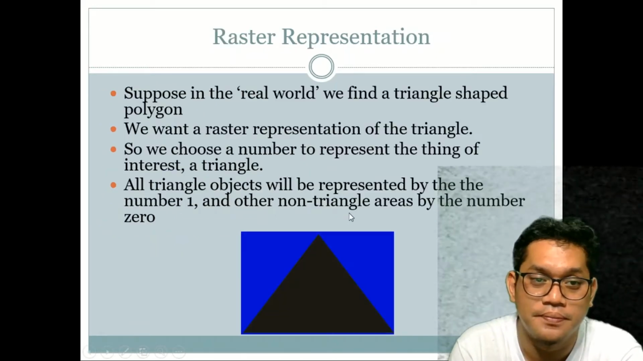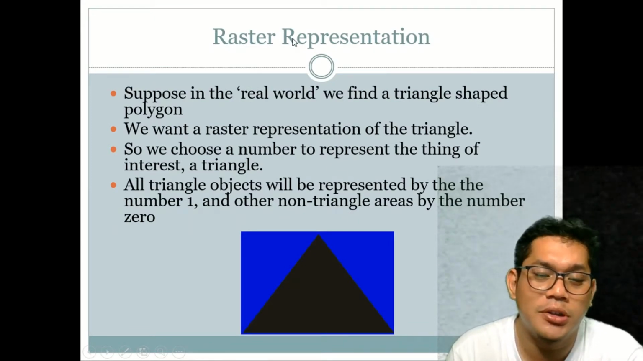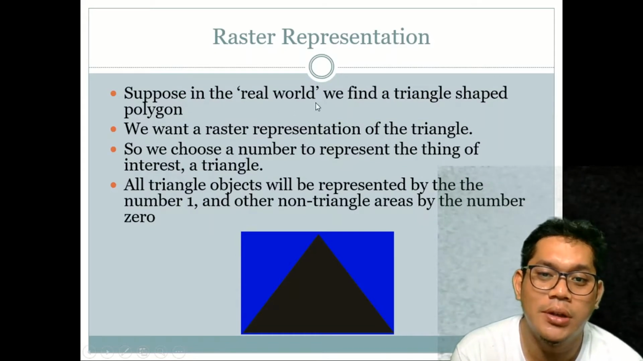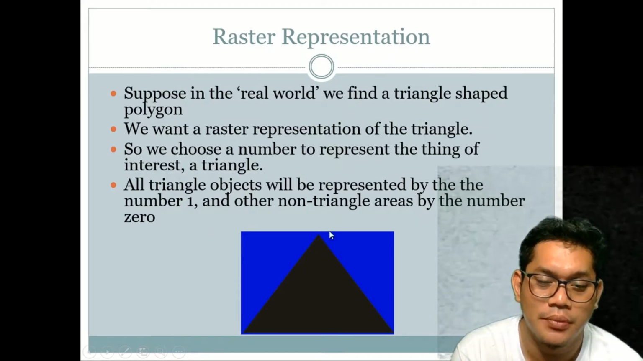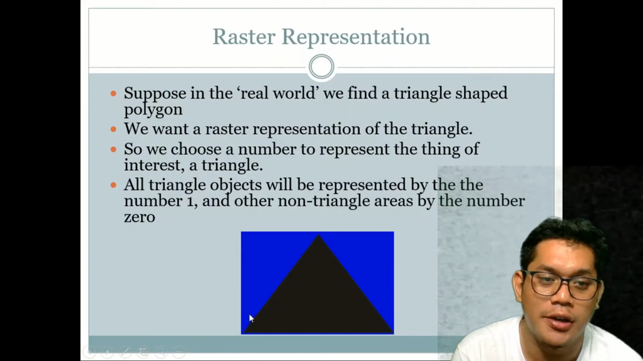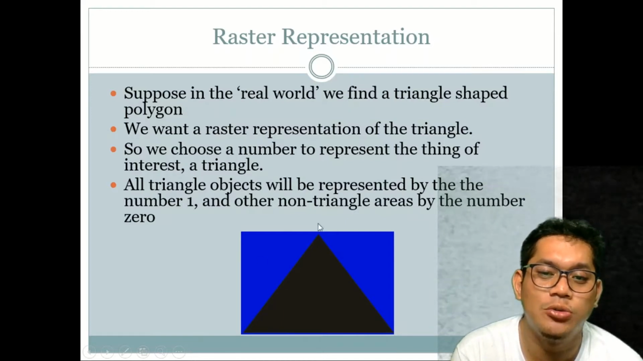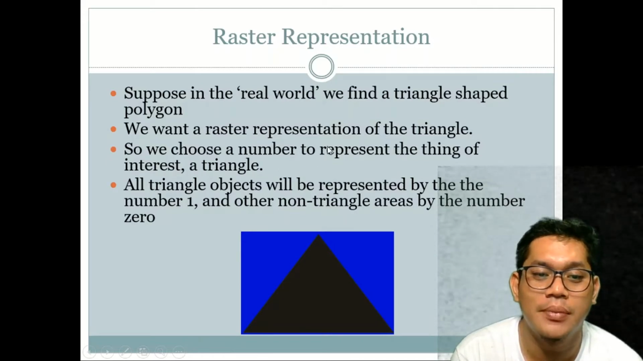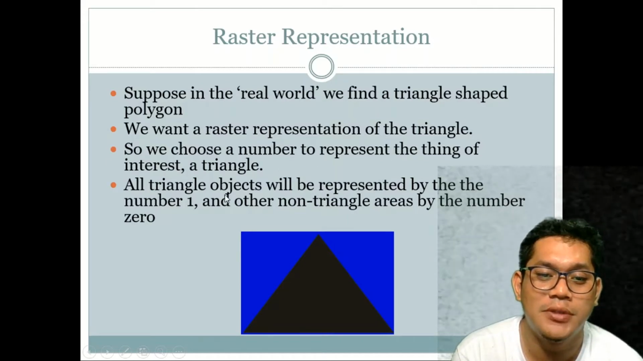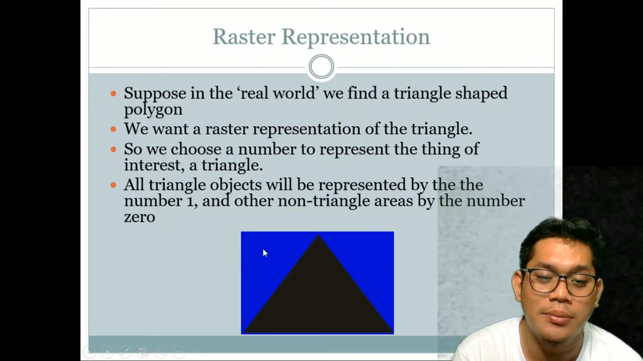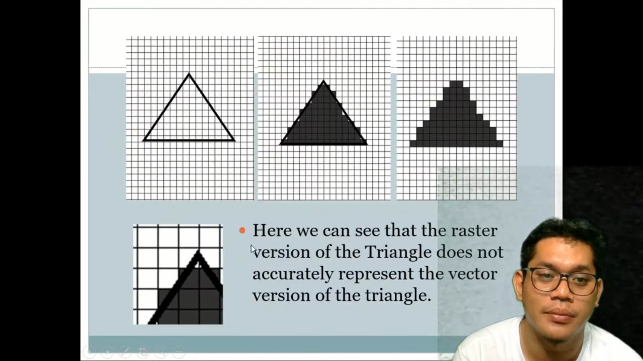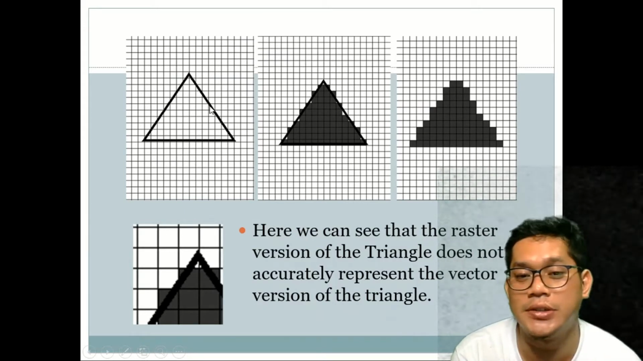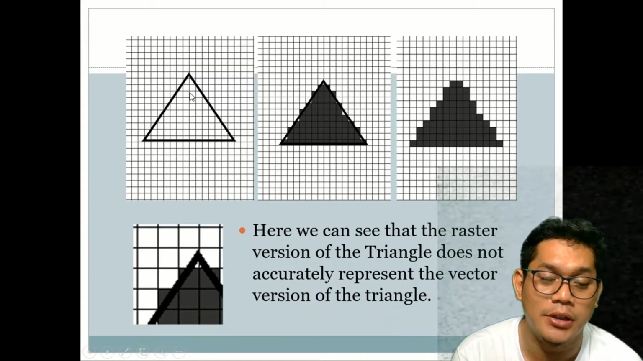So when we talk about raster representations, take the example that in the real world we find a very sharp triangle shape, and we want a raster to represent this triangle. We choose a number to represent it: the triangle will be represented as 1, and the non-triangle, the blue area, will be 0. Due to the nature of the raster, it has pixels, and pixels are in block shape.